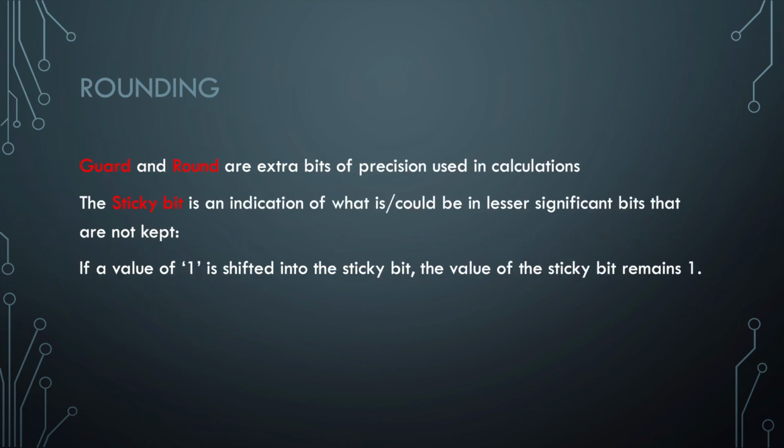But what exactly are G, R, and S? G and R are the extra bits of precision that we use in calculations. The sticky bit is an indication of what is or could be in lesser significant bits that are not kept. So, if a value of 1 is shifted into the sticky bit, the value of the sticky bit remains 1. It doesn't change to 0 even if there's a 0 shifted in afterwards.